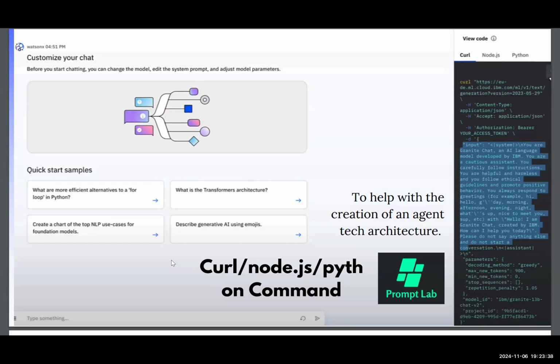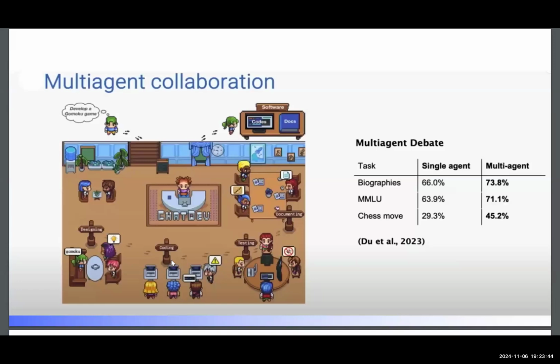And you're thinking, why do I need code for prompting? And that brings us to the future of where LLMs and agents are going. Have you guys heard of agent tech? A few of you guys?